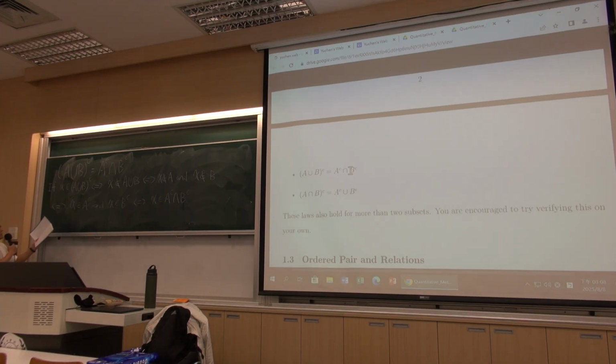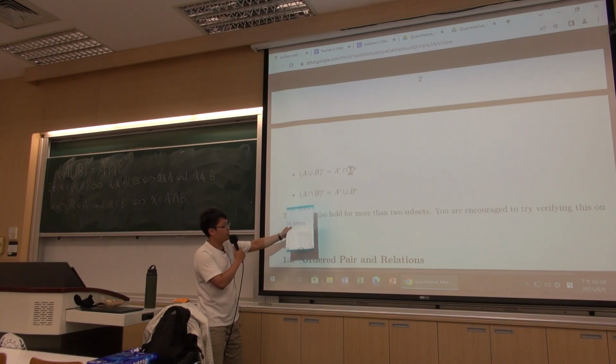That means the element should be in the complement of set A, and at the same time it will be in the complementary set of B as well. And that is the definition of intersection. Okay, so we complete the proof here. And you can do the second part of these questions by yourself as well.